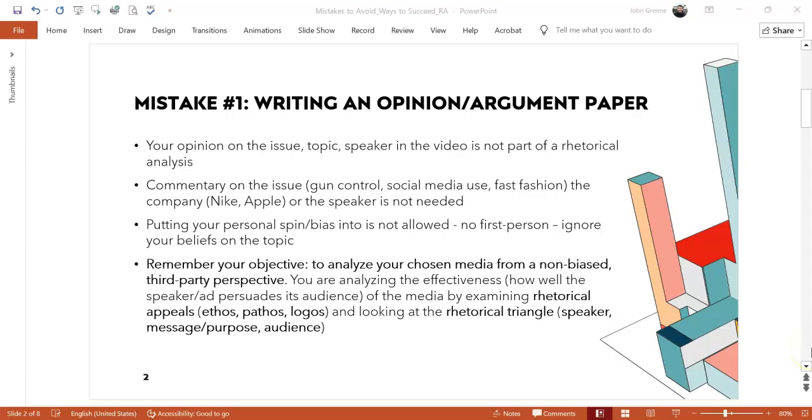So number one, you start writing or you write mostly an opinion argument paper. That should be none of this, okay? That's the third major assignment. The rhetorical analysis is not an opinion or argument paper. You're not taking a stance on an issue, okay, or making a hard argument about an issue. Your opinion on the issue or the speaker or the topic is not part of this, and any commentary is not needed and should be avoided.